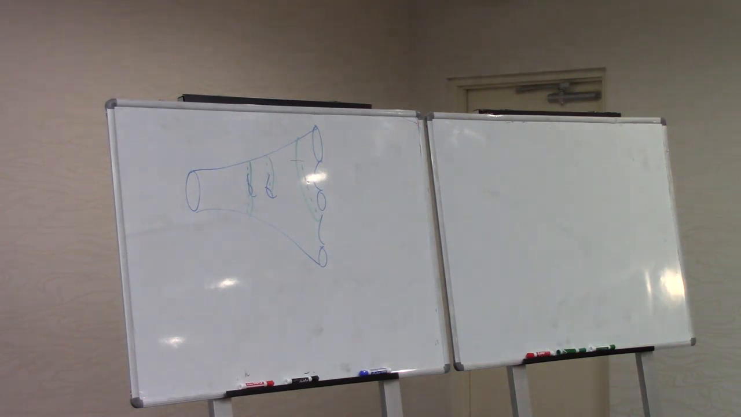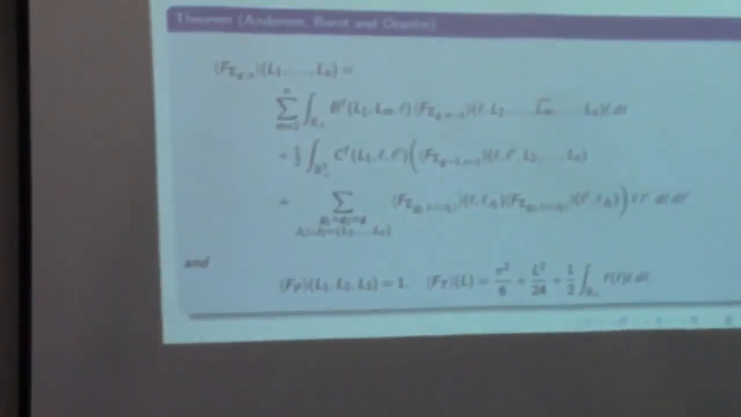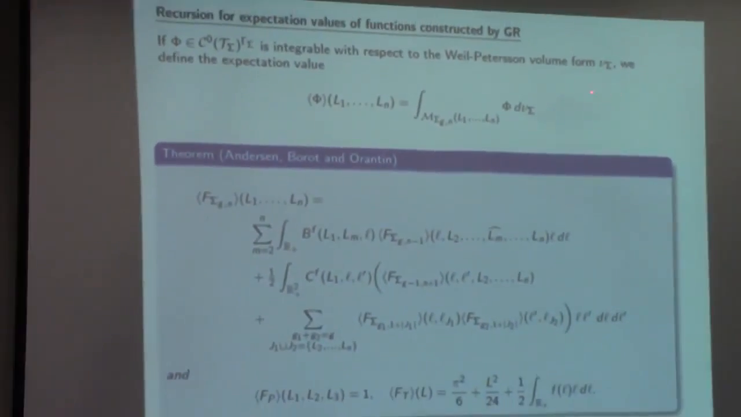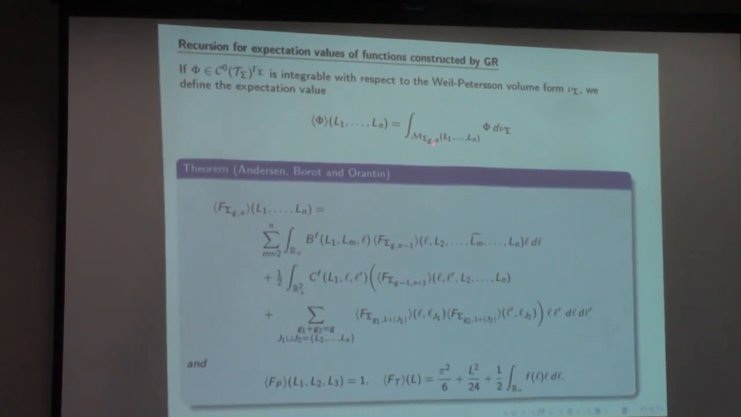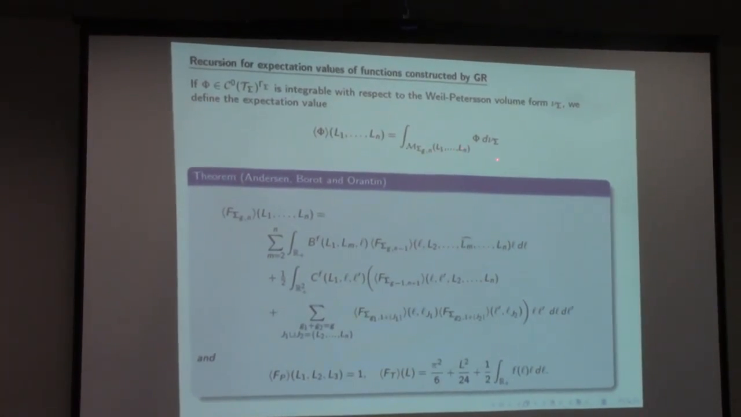So if I have a continuous function on Teichmüller space, which is gamma invariant, then what I can do is I can consider the Weil-Petersson volume on the Teichmüller space where I fix the lengths to be L1 up to Ln. And in fact, I can look at the moduli space of such because I can divide out by gamma sigma, right? Because the function is invariant. So I will get a function on this moduli space here of hyperbolic surfaces with lengths L1 up to Ln. And I can integrate it against the Weil-Petersson volume form, provided that such an expectation value exists, provided this integral exists.